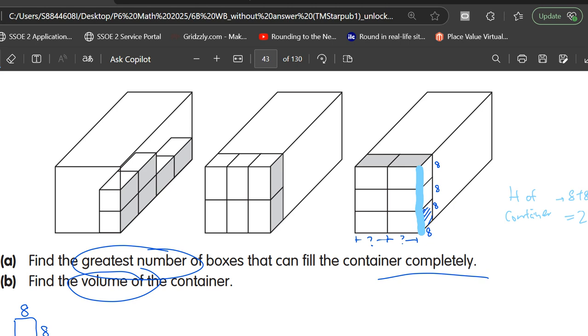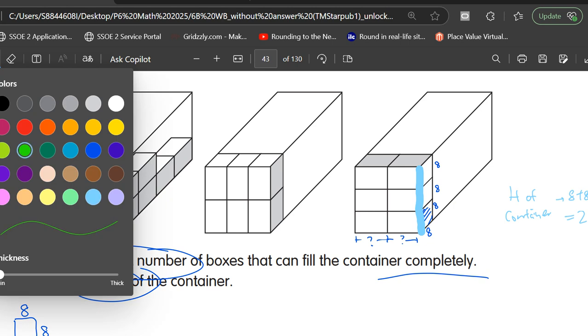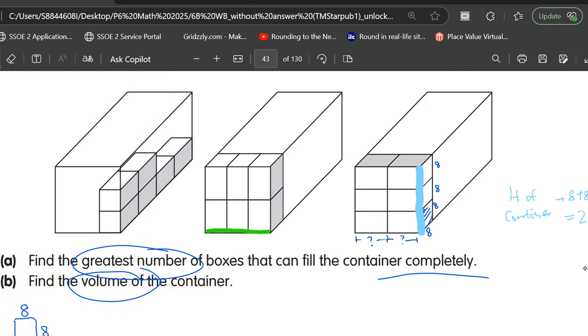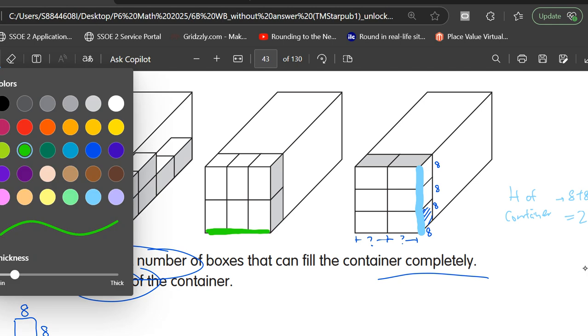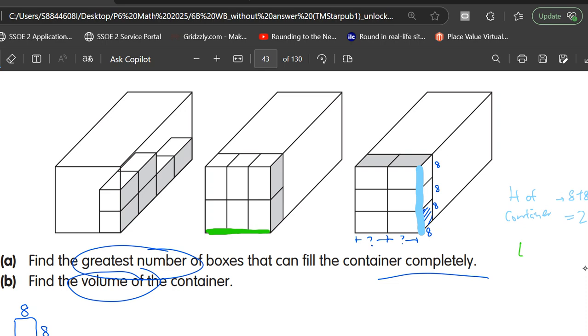Now we refer to the other diagram that shows us the way the boxes were arranged. This we can say is the length of the container. And that is possible by recognizing that the square face here is also 8, 8, 8. So for the container, the length is also 8 plus 8 plus 8.